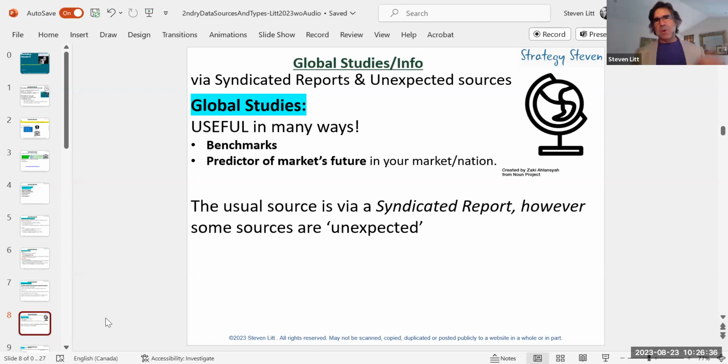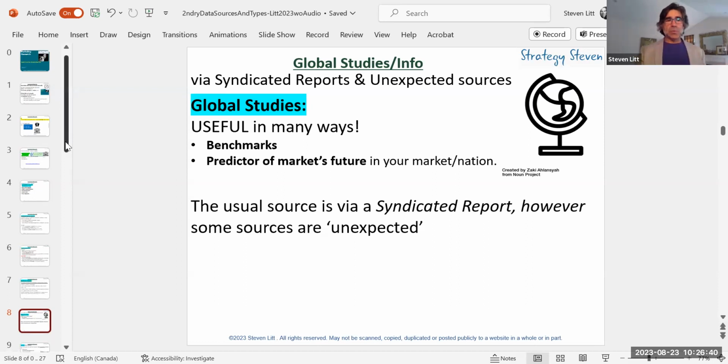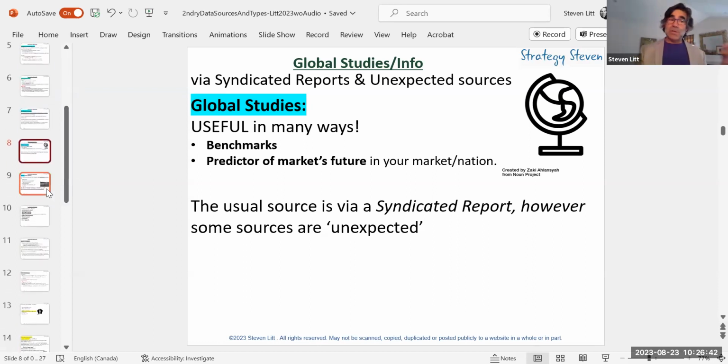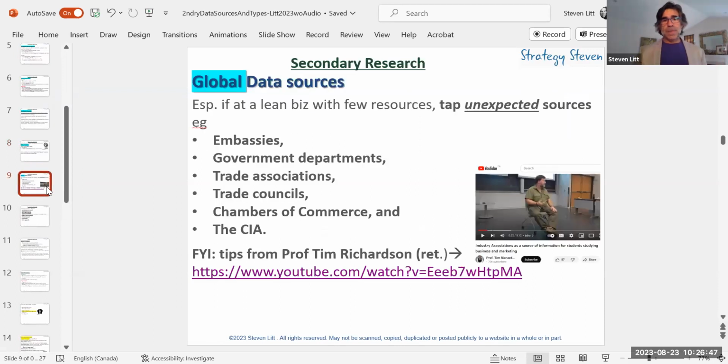So think about looking for global reports. And the typical source will be syndicated reports, but it's not the only place you can find global information. Especially if you're at a lean organization, you should tap the unexpected sources of global info. And Professor Tim Richardson has indicated, hey, these can be trade associations, embassies, government departments, lots of ideas for you to take advantage of.